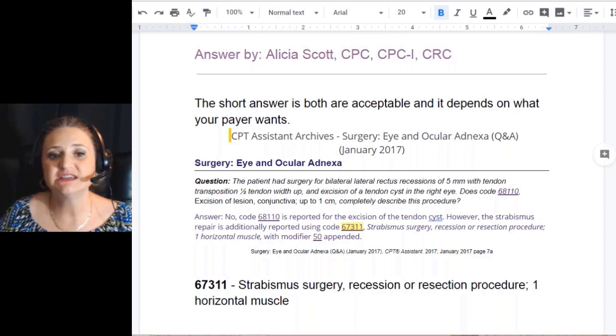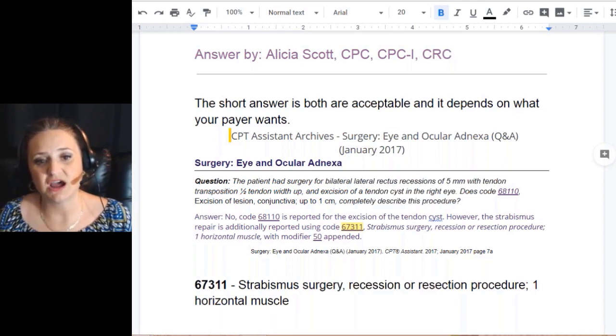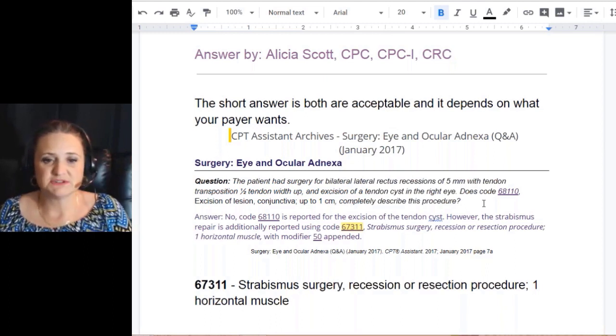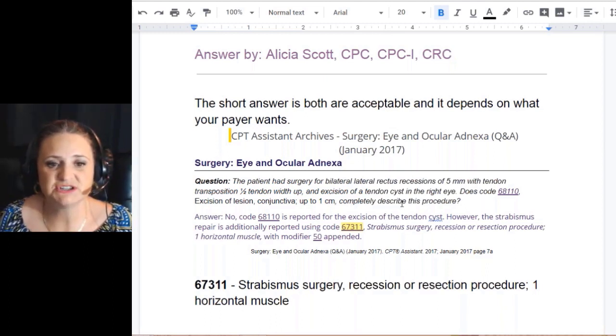I did find this in the CPT Assistant Archives for 2017, and I left this small because there's a lot of information on here. It says the patient had surgery for bilateral rectus resection, a 5 millimeter with tendon, et cetera. That really isn't the pertinent stuff. The question is, does code 68110, excision of lesion conjunctiva up to 1 centimeter, completely describe this procedure? And the answer goes on to say no, and it says with modifier 50 appended if they do this on both of the eyes.